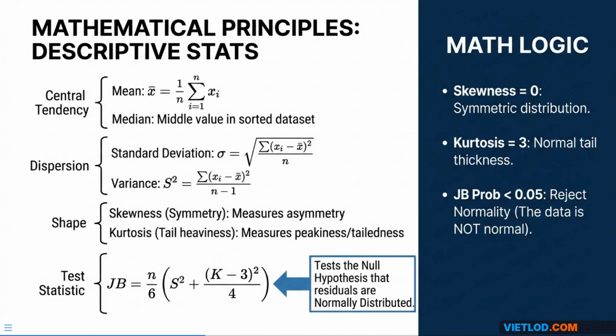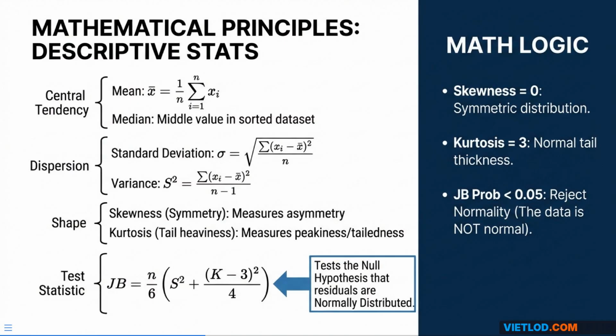Descriptive statistics are fundamental for summarizing the main features of a dataset. We categorize them into measures of central tendency, dispersion, and shape. Central tendency describes the typical value, including the mean, calculated as the sum of observations divided by their count, and the median, which is the middle value in a sorted dataset. Measures of dispersion describe the spread of data. This includes variance, which is the average of the squared differences from the mean, and its square root, the standard deviation. The shape of the distribution is described by skewness, which measures asymmetry.